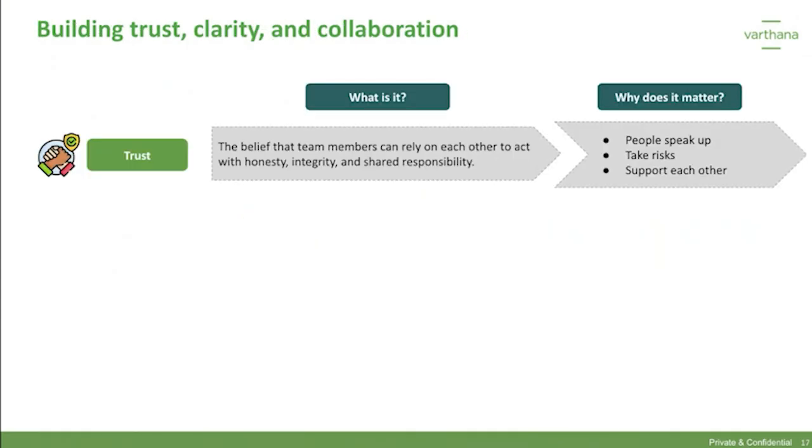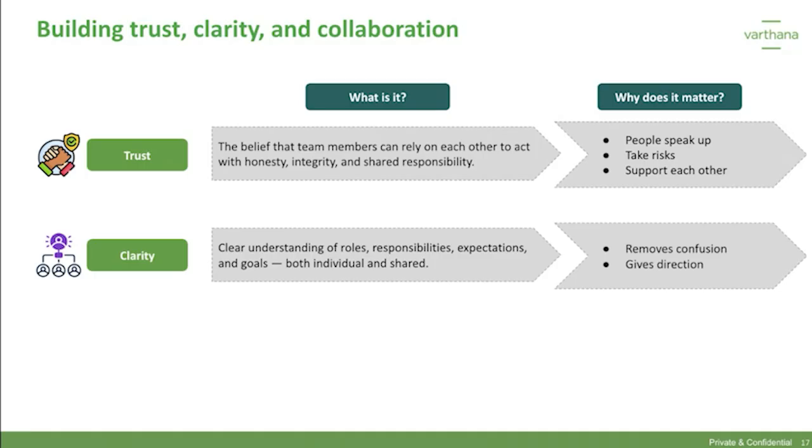So let's take a close look at the first three core traits: trust, clarity, and collaboration. These are truly the foundation of a strong team. First is trust. Trust means team members feel safe to speak up. Once a person feels safe, then they open up, speak up, take risks, or support each other. Without trust, people stay silent even when things are not working. Trust allows for growth, creativity, and ownership.